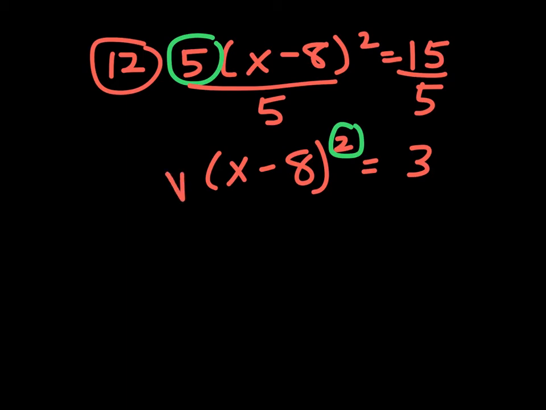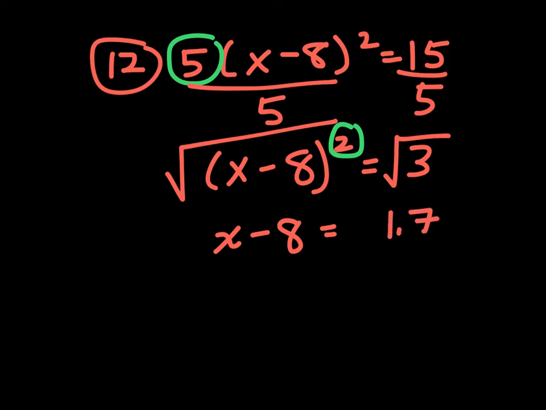So to undo squaring something, I take the square root of both sides. So I get x minus 8 equals, the square root of 3 is again a number that I don't know, so when I put that in the calculator, I get 1.73. And that has to be plus or minus as well, because I took a square root.